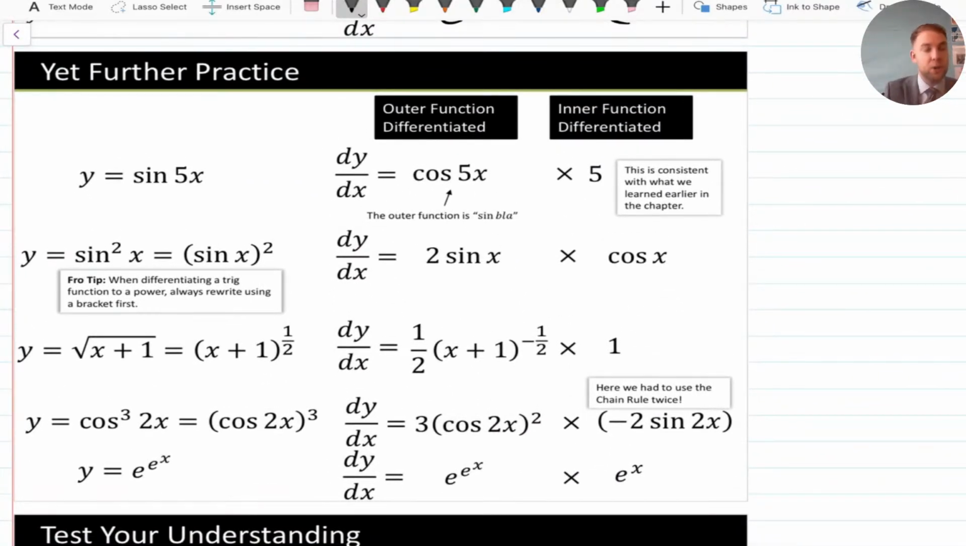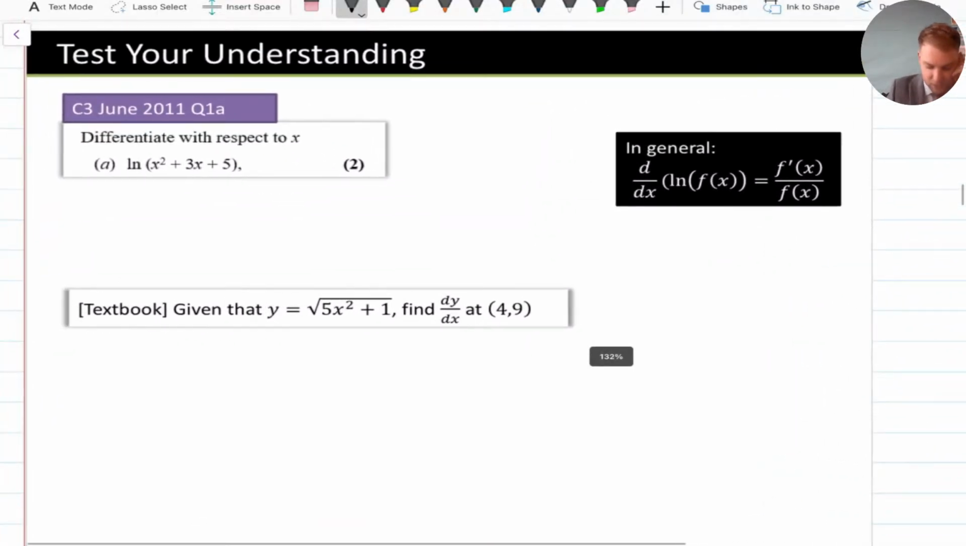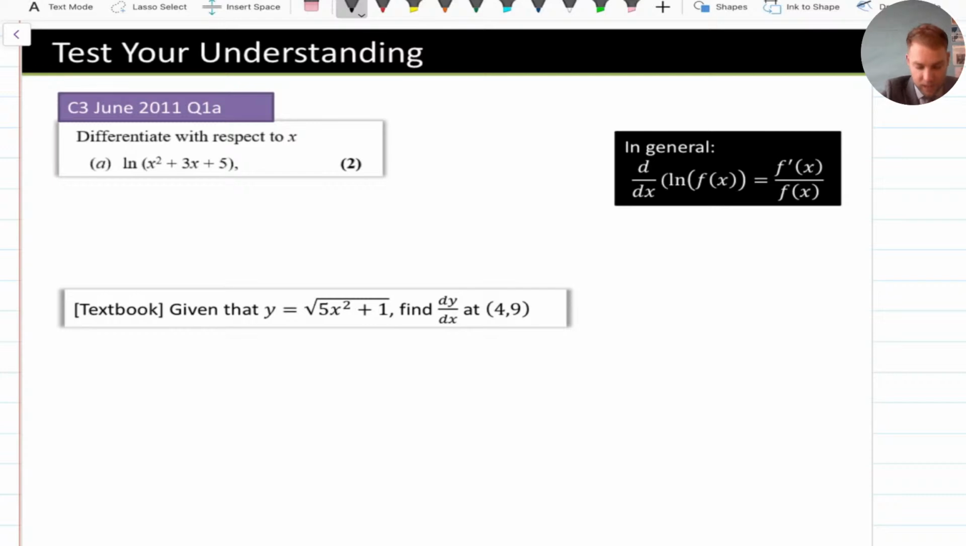So we've had a go at those two. Have a little go at these two yourself.